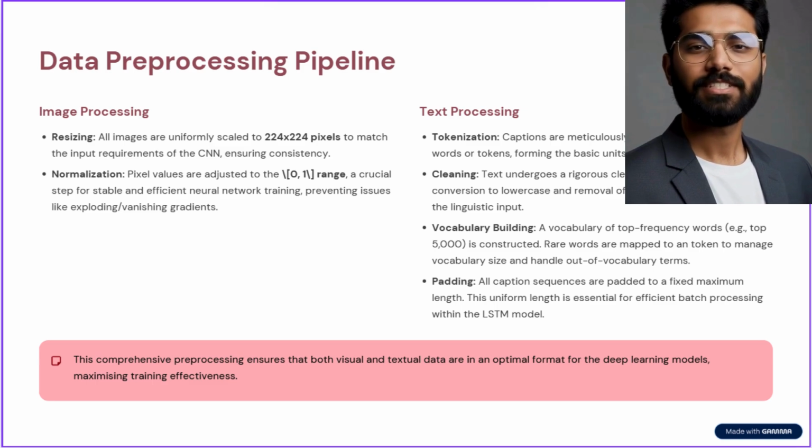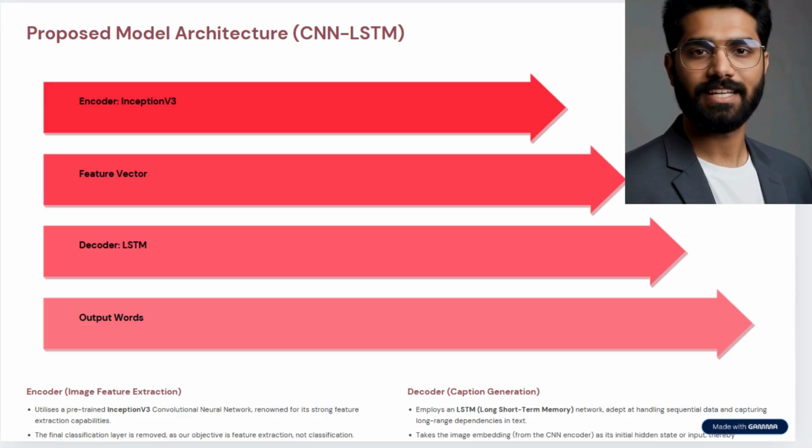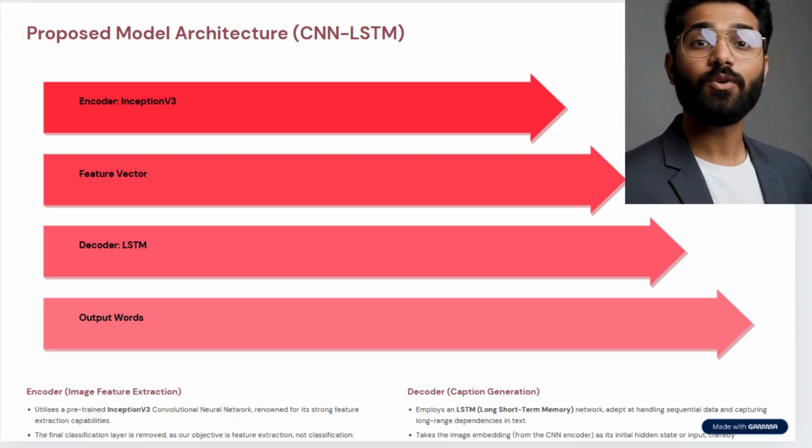Why an LSTM? Because standard neural networks can't handle sequences. They don't have a memory of the past. LSTMs are specialized recurrent neural networks designed to handle sequence data. The LSTM takes the image embedding vector from the encoder as its initial input. Then it generates the caption word by word. At each time step, the LSTM predicts the most likely next word based on two things: the visual context of the image and the sequence of words it has already generated.